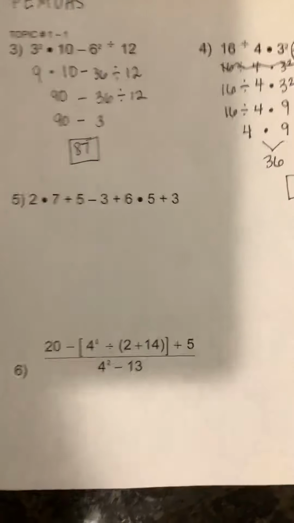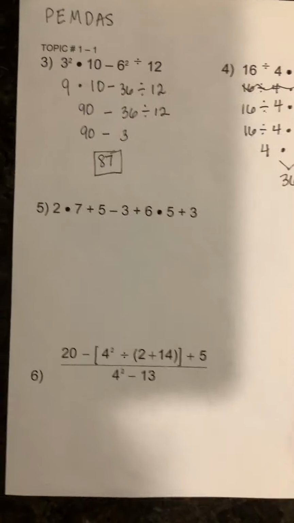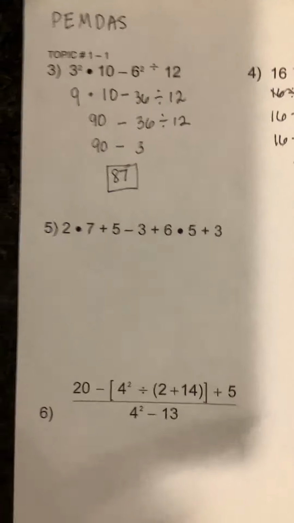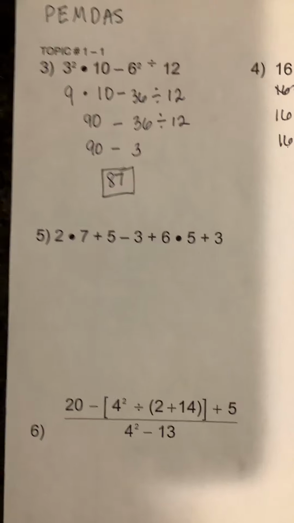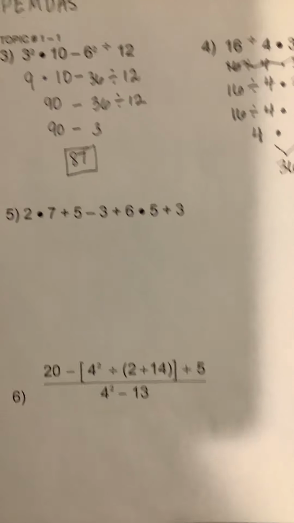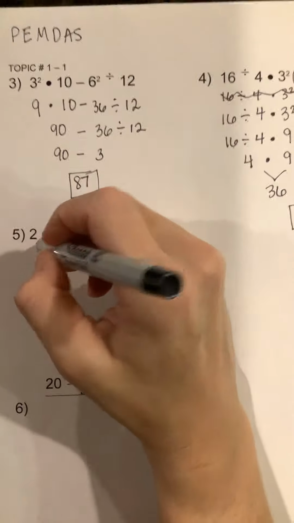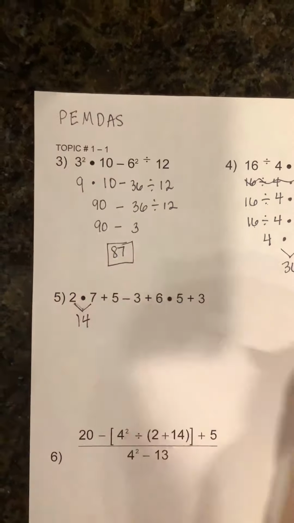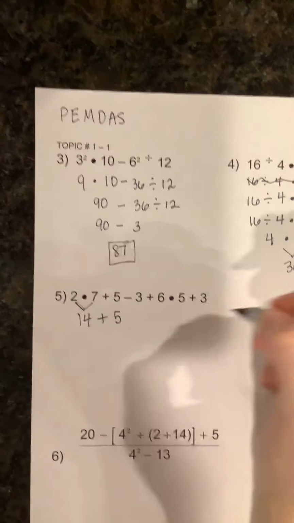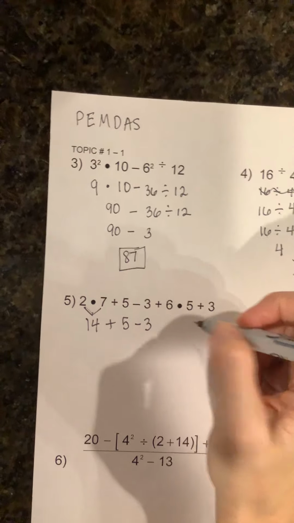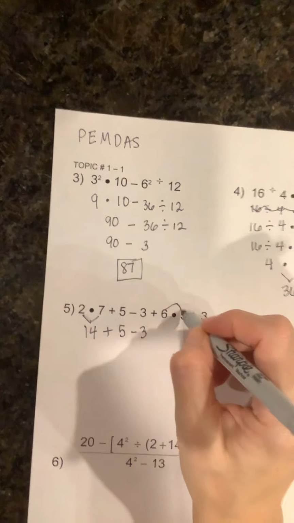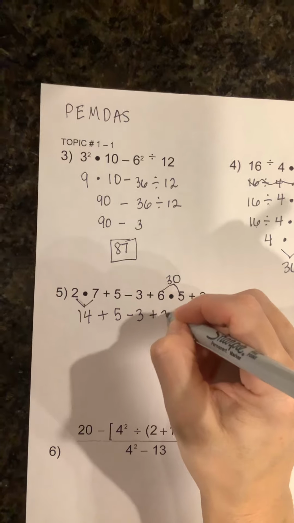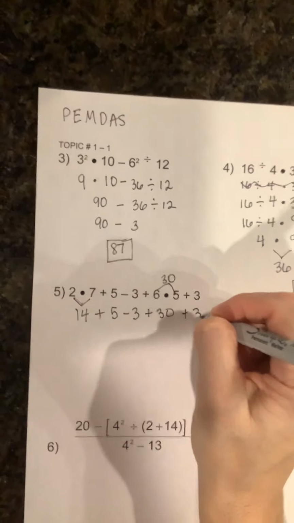All right, now we've got a really long problem, it looks like. So we're going to have to just take it one step at a time. So I don't see parentheses, don't see exponents, but I do see multiplication. So I'm going to take care of that first. So I have 2 times 7, which is 14. And then I'm going to bring down my 5 minus 3. Okay, I'm going to go ahead and do my multiplication here. So 6 times 5 is 30, so I'm going to add 30 and bring down my 3.